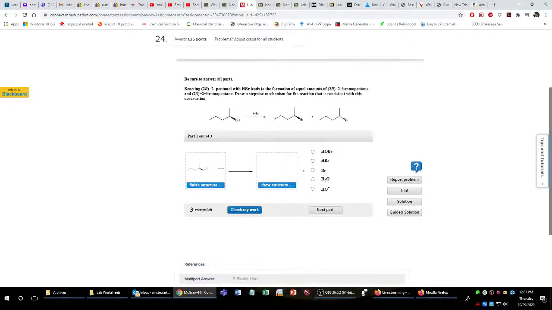Reacting 2R-pentanol with HBr leads to the formation of equal amounts of 2R-bromobutane and 2S-bromobutane. Draw a stepwise mechanism for the reaction that is consistent with this observation. So if we start with a stereospecific reagent and we end up with a racemic mixture of both the R and the S, this tells us we went through a carbocation intermediate.